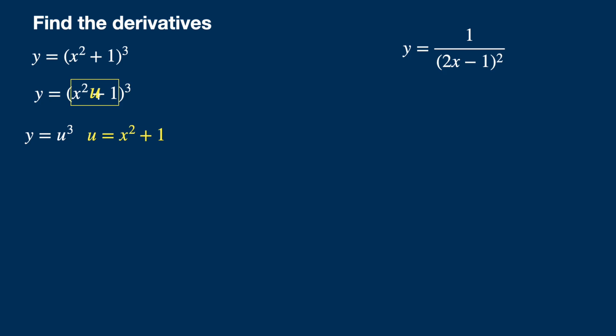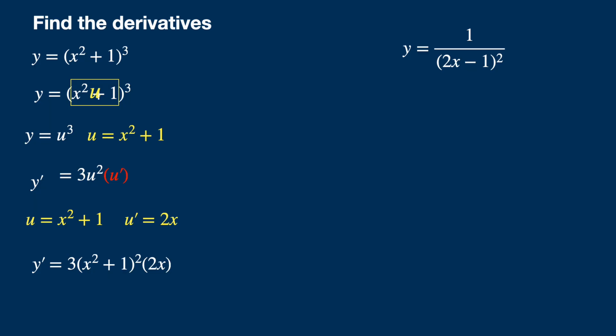The chain rule says we take the derivative of y equals u cubed first. That's going to be y prime equals 3u squared times u prime. Now, plugging back in, u is x squared plus 1 and u prime is 2x. So y prime equals 3(x squared plus 1) squared times 2x. Simplify this: 3 times 2x, what's that going to be? 3 times 2 is 6x. That's going to be 6x times (x squared plus 1) squared.